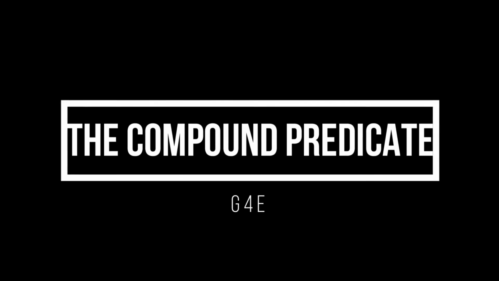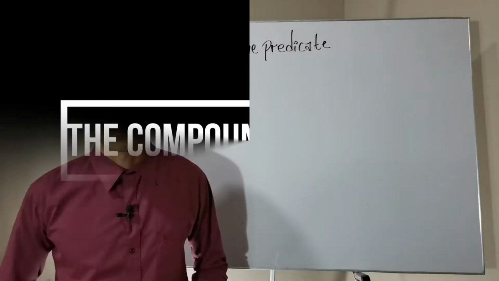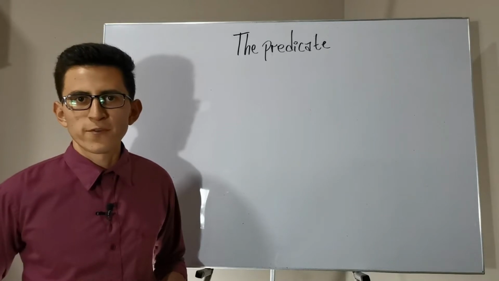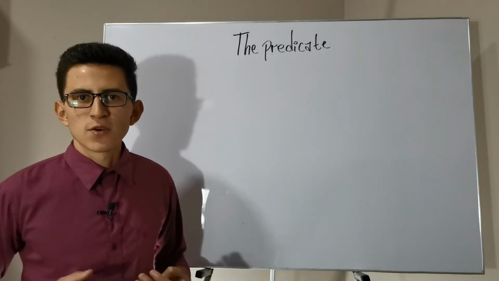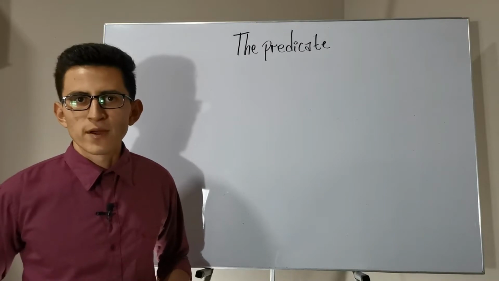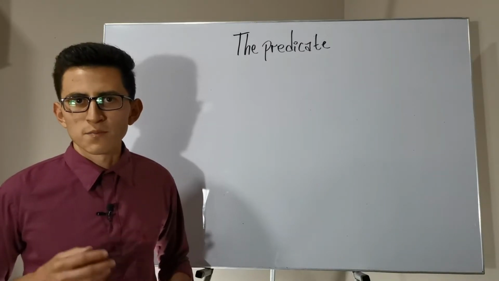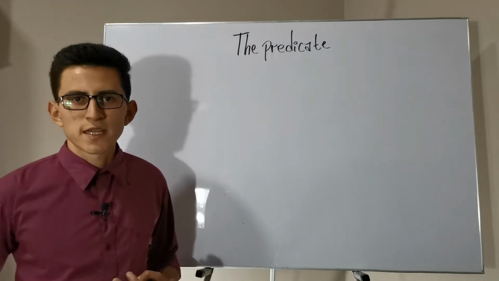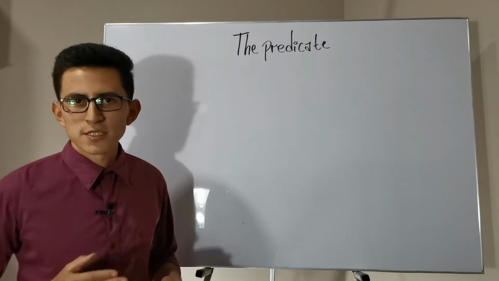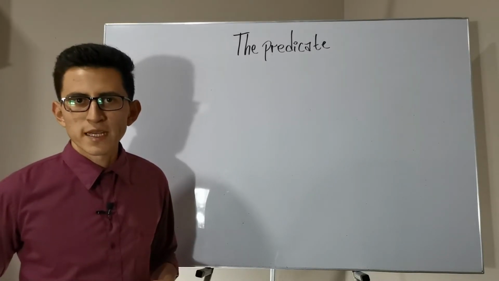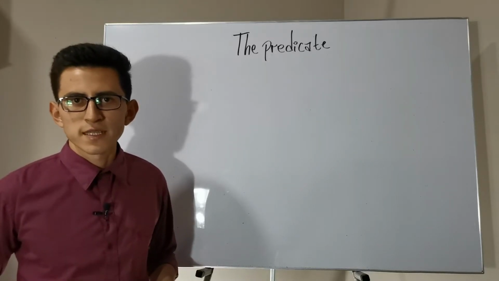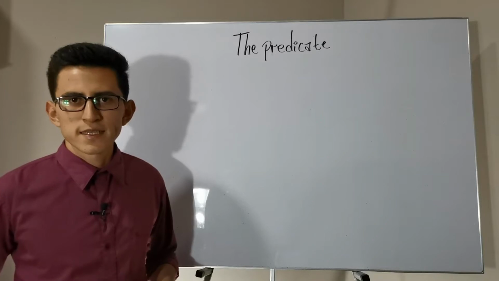Now let's move to the compound predicate. The compound predicate occurs when there is more than one simple predicate working for the same subject. In other words, this is when we have more than one verb working for the same subject. However, just like the case of the compound subject, the compound predicate must be joined with a correlative or coordinating conjunction. Let's see the example.